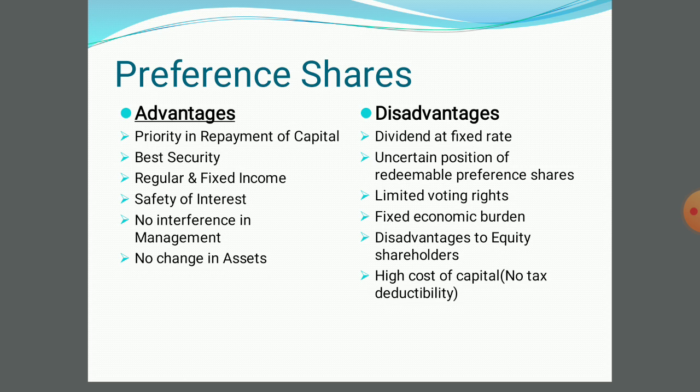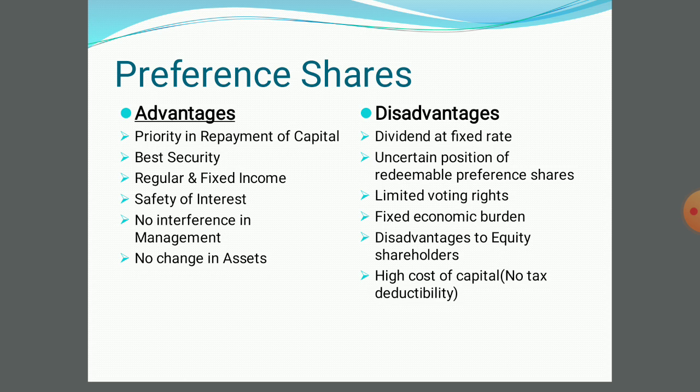Next, they have limited voting rights. On a regular basis, they don't get any kind of voting rights, but in certain situations, as I already explained, if the company is not able to pay the dividend for 2 or more consecutive years, then these people get voting rights, but that too limited, which are not similar to the equity shareholders. Now, the disadvantage for the company is that the company has got a fixed economic burden.